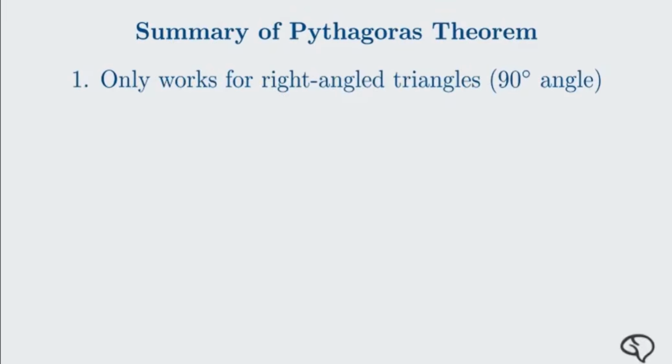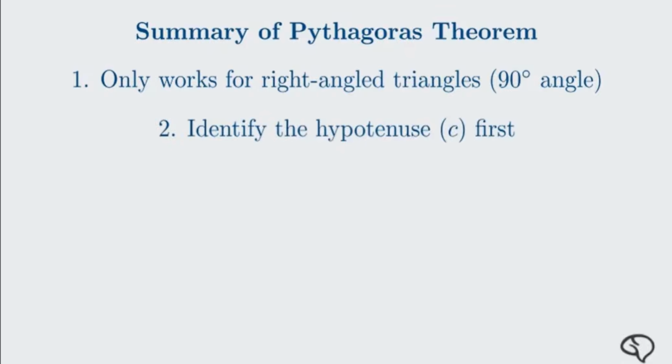To wrap up, let's review the key rules for using the Pythagoras theorem effectively. First, always remember that this theorem only works for right-angled triangles. If there isn't a 90-degree angle, this formula won't apply. Second, identifying the hypotenuse is the most important first step. Always look for the side opposite the right angle and label it as C. Identifying C correctly ensures you set up your calculation properly.